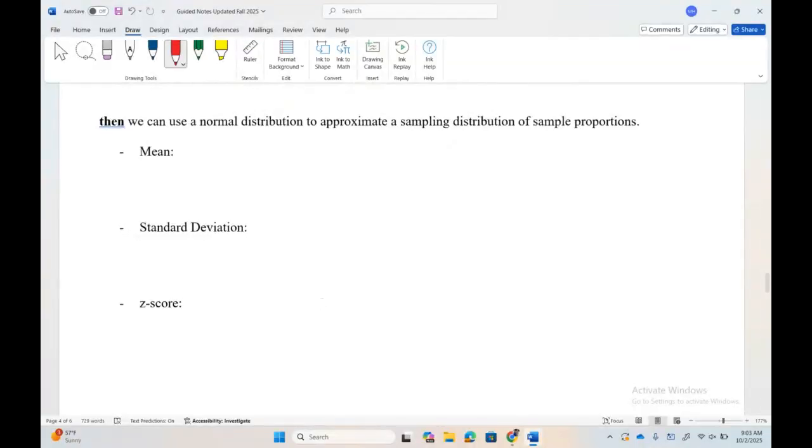All right, the mean of this is going to be our P, or population proportion. Standard deviation is the square root of P times 1 minus P over N, all of it under the square root symbol. 1 minus P is the same thing as Q. So you can think about that formula either way, and that should be fine.